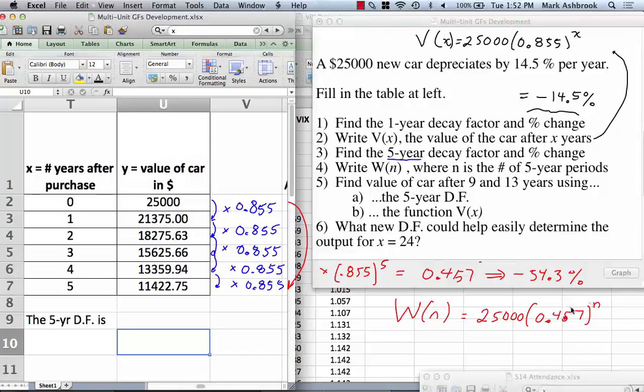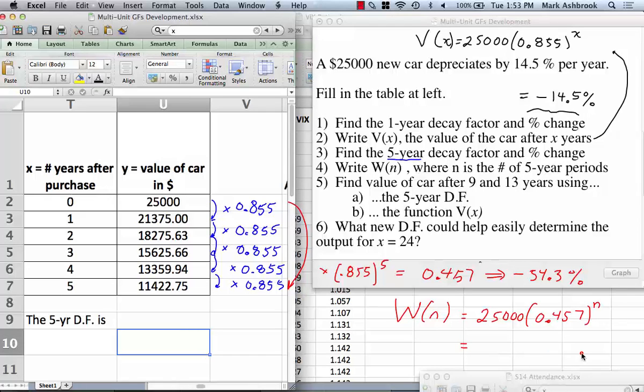Yeah, so whatever unit that is, you have to have the same decay or growth factor that you're raising it. So n is the number of 5-year periods. So we need a 5-year decay or growth factor in the parentheses. Okay? Anyone do it a different way?